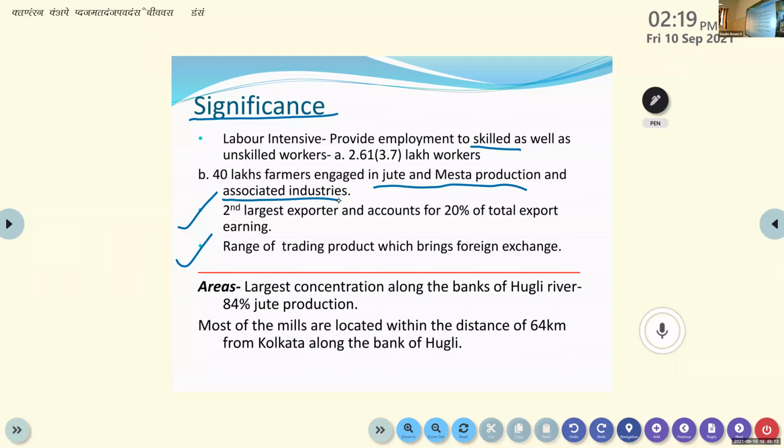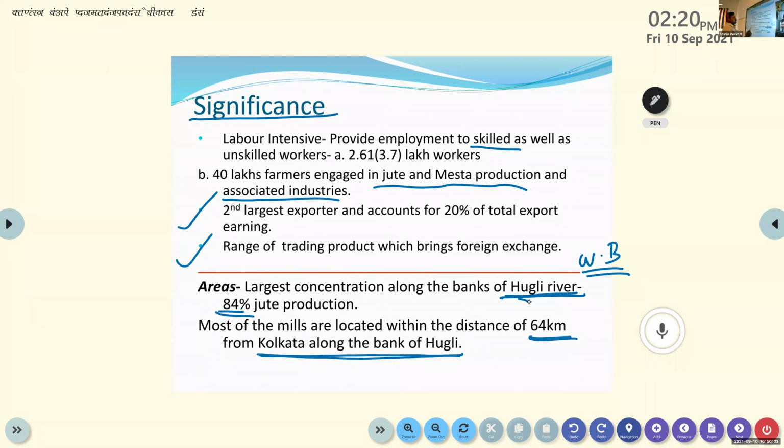So areas: the largest concentration is along the banks of the Hooghly River. I mean, 84% of Indian jute production is related with the Hooghly River in West Bengal. Most of the mills are located within a distance of 64 kilometers from Kolkata along the banks of the Hooghly. So maximum, the distance is 64 kilometers from the jute producing areas to the jute mills. Basically they are using the river Hooghly for cheap water transportation, and a good network of roads and railways is also helpful for the transportation of jute goods from one place to another in the state of West Bengal. So remember one thing: 84% of jute production is related with the Hooghly River.